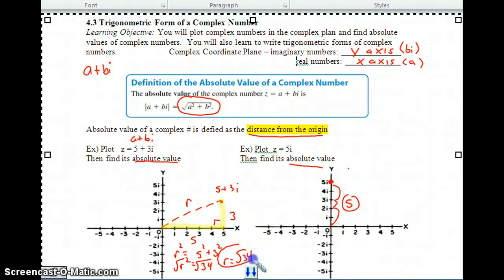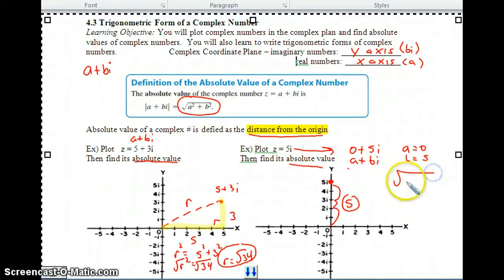Go back here, this was my answer for that previous one. How would I get that using the formula? If I write this in standard form, it would be 0 plus 5i. So the a portion is 0, the b portion is 5. Plug it into your formula up here: the square root of 0 squared plus 5 squared. So you're doing the square root of 25, which is 5. When it's a vertical or a horizontal distance, you can just count it. When it's a diagonal distance like this one, you have to actually use the formula, a squared plus b squared, and take the square root.